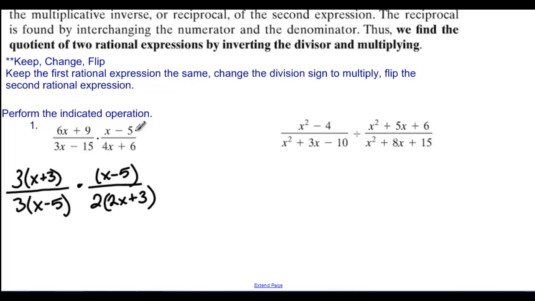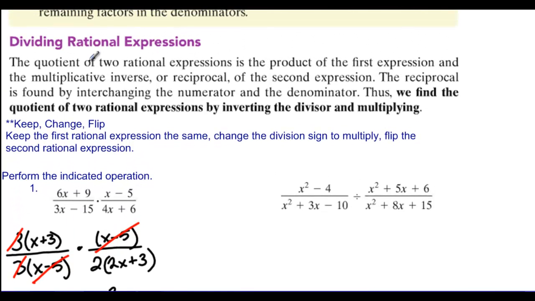And if we look, the things that we have in common on top and bottom are this x minus 5 and the 3's. Once we're multiplying fractions, we can reduce from the top and bottom regardless of whether it's in the same fraction or not. That's the reason we can reduce this x minus 5 and x minus 5. That's going to leave us with x plus 3 on top, and that 2 times 2x plus 3 on bottom. So this is how we multiply rational expressions.